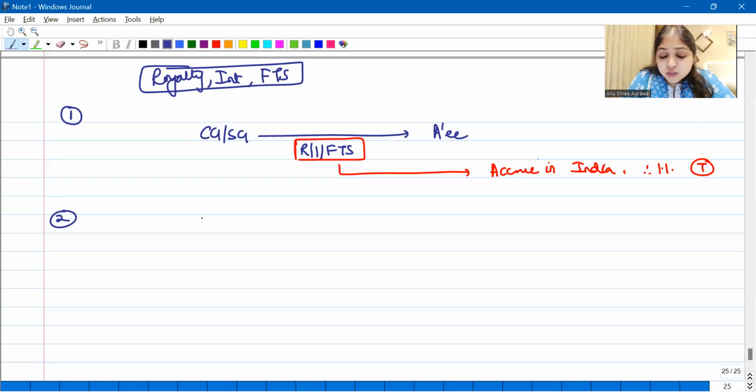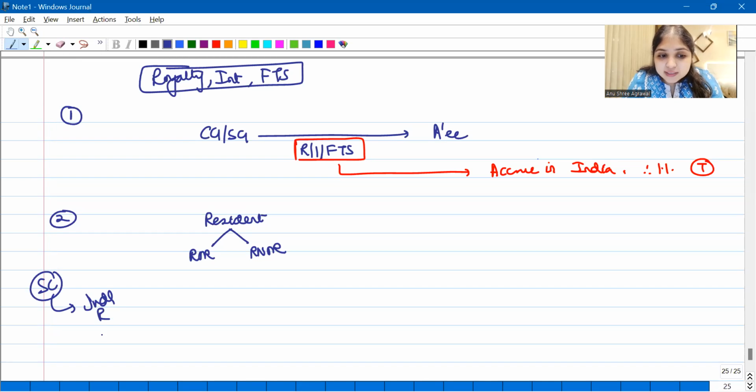Second point, you'll always check who the giver is. If the giver is resident. See, resident means what? Resident will include both, whether you are ROR, whether you are RNOR. End of the day, you are a resident. Even when you say senior citizen means what? Senior citizen means individual, resident, at least 60 years, right? So even over here, when you say resident means what? ROR, RNOR, whatever. Both are resident end of the day.